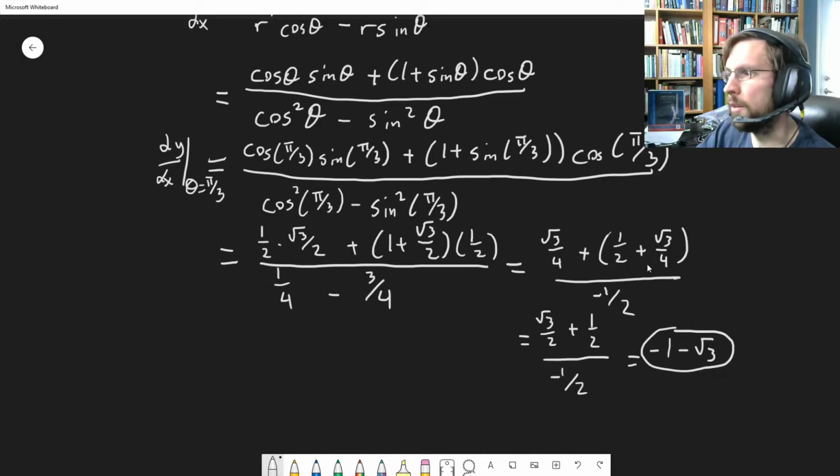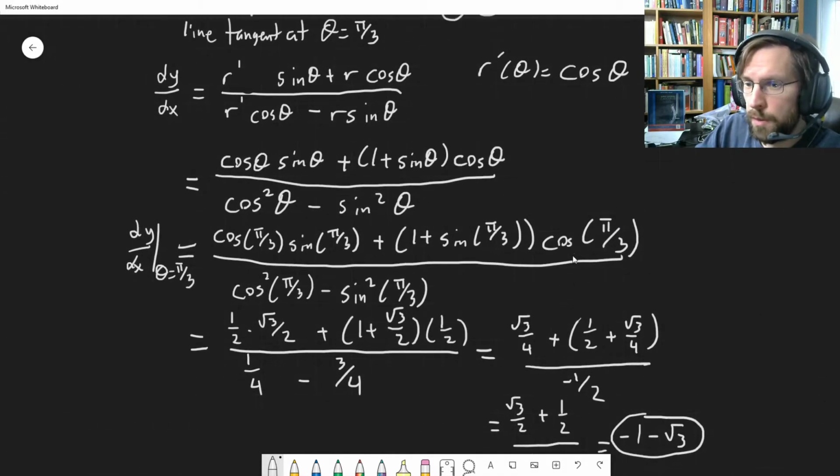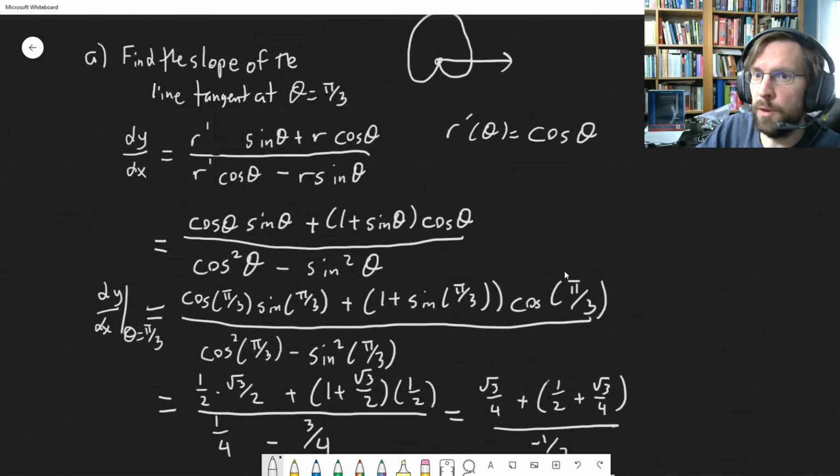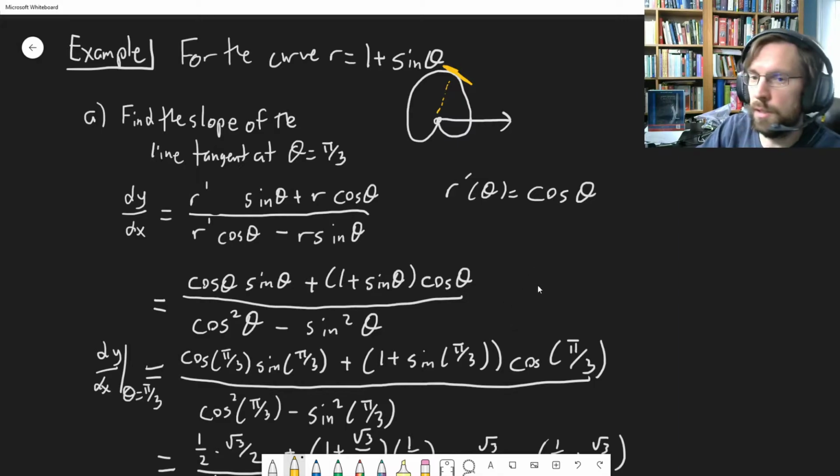If we go back to our graph, what can we take out of this geometrically? We can say that our slope is negative. At theta equals pi over 3, our slope should be negative. So theta equals pi over 3 should be about here, and sure enough, we have a negative slope. So at least that passes the smell test.